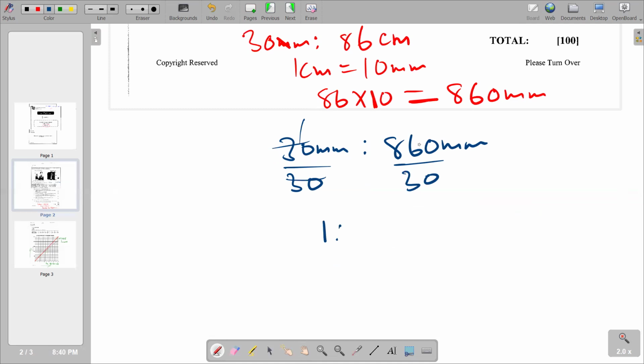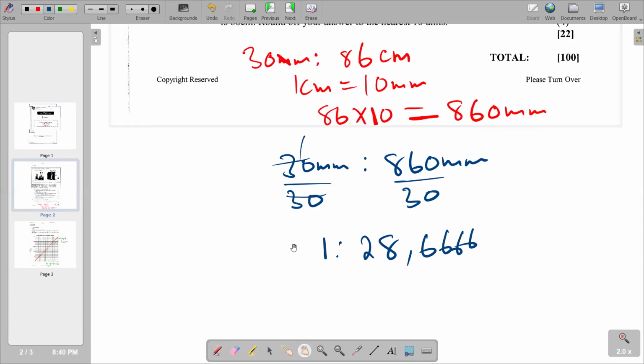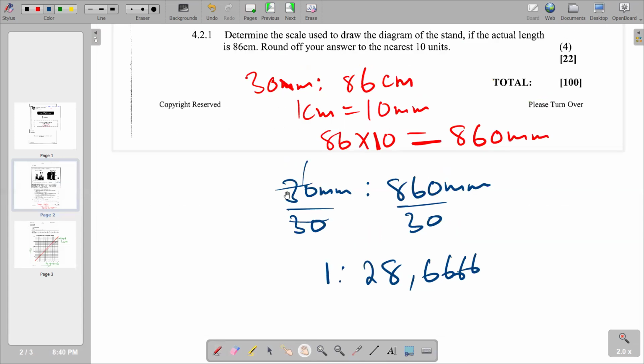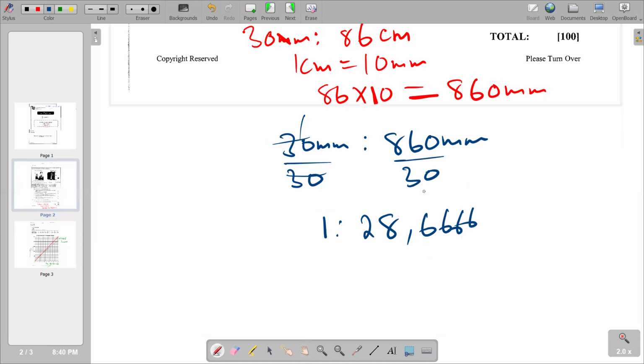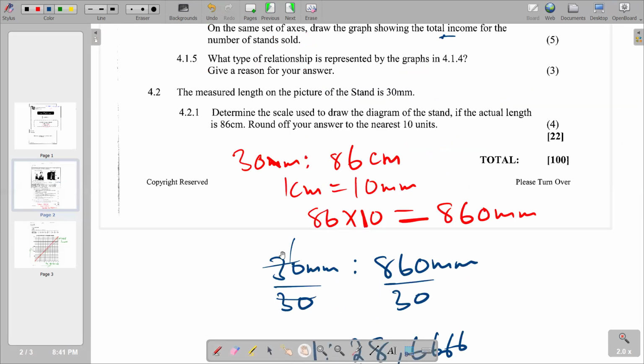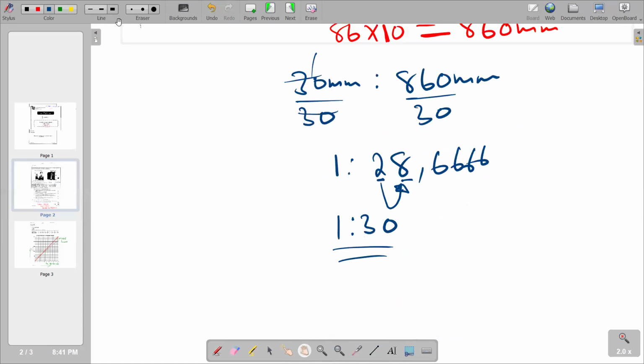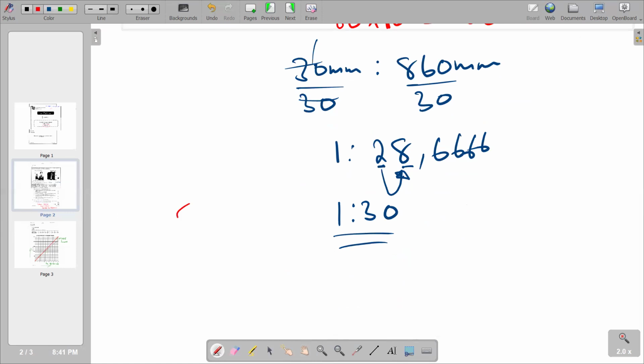And then 860 divided by 30, you're going to get 28.6666, is it recurring? But if you go back to the question, you'll see that it says round off to the nearest 10. So basically, we have our units and our tens. We are rounding off the 2, and we check behind, we've got 8, which is in the range 5 to 9. It is going to change our 2 to 3, and it becomes 1 is to 30. So 1 is to 30 becomes the scale that is being used. So this is our scale.